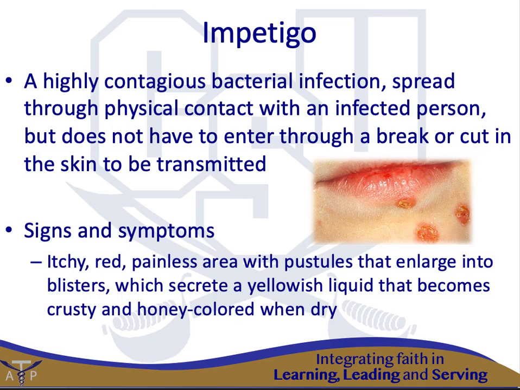Impetigo has also been associated with an upper respiratory infection that occurs 2 to 3 days before signs and symptoms of infection show up. Typical signs and symptoms include pustules that enlarge into blisters, which secrete a yellowish liquid. The secretion becomes crusty and honey-colored when dry. The affected area itches and appears red, but is not painful.